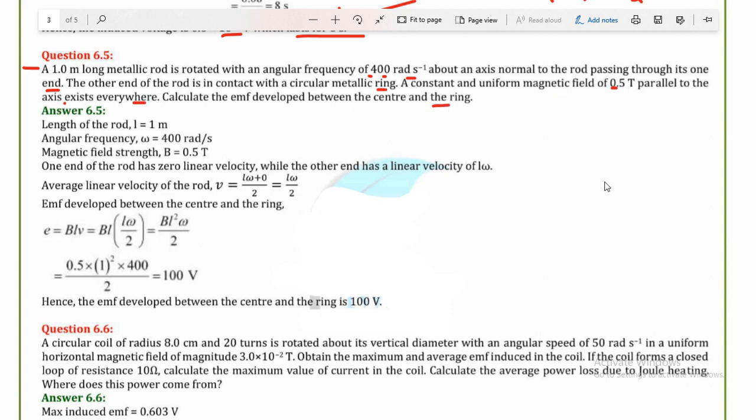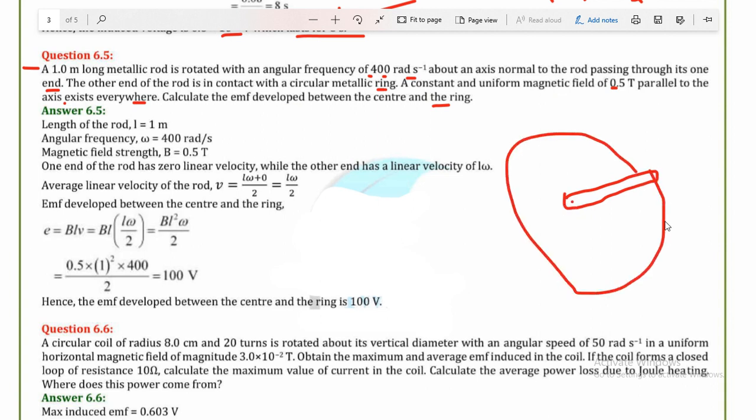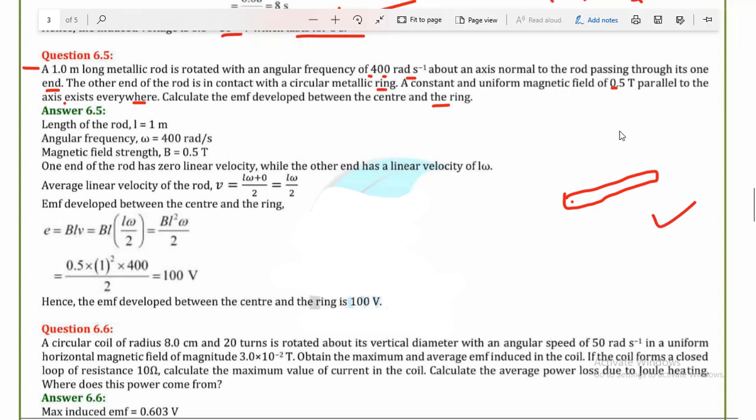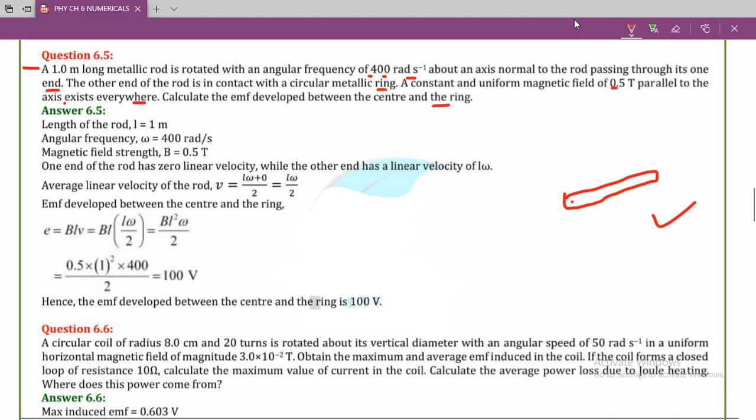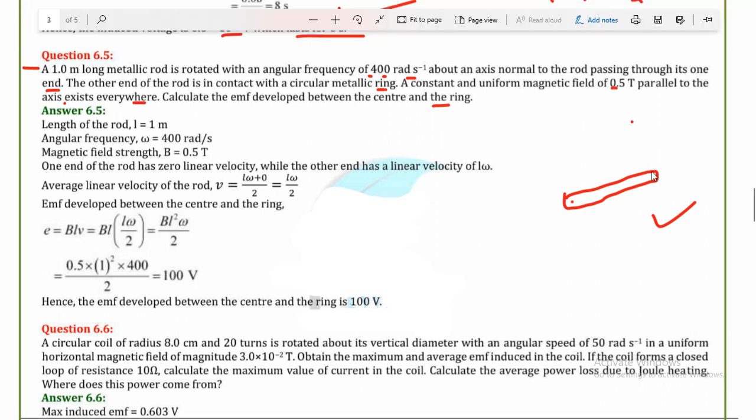So you can see the condition is like this. This one is the condition. This is fixed here and it is rotating like this. This one is actually rotating on a circular track.